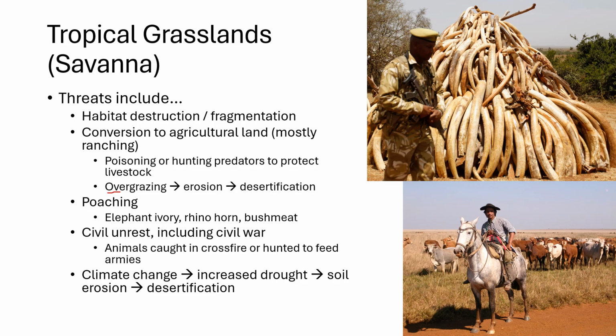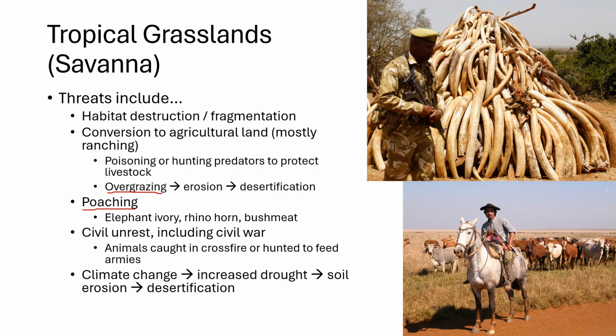Overgrazing is something that is going to be affecting many of our different biomes. If we do not manage that rangeland properly, we could lead to overgrazing, which leads to soil erosion and eventually desertification. And that's one of the big issues with the tropical savanna as well. Poaching is a huge one, especially in Africa, for elephant ivory and rhino horn and bushmeat.